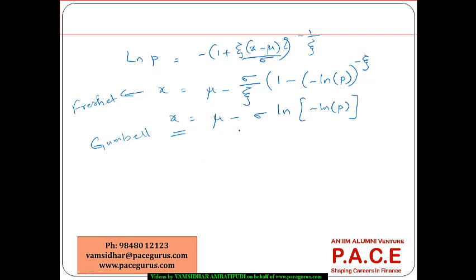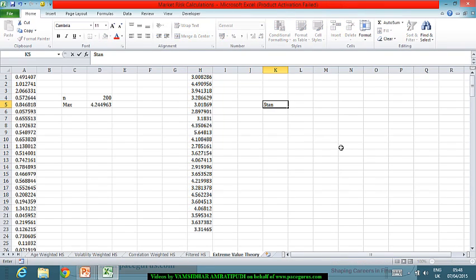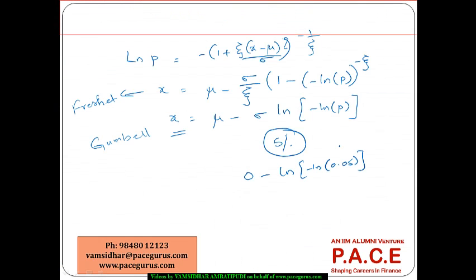Let me take simple examples. Say I want the 5% quantile for a standardized Gumbel distribution. So it becomes 0 minus log of minus log 5%. Let me look at some of the numbers. For a standardized Gumbel, how much is the 5% quantile?